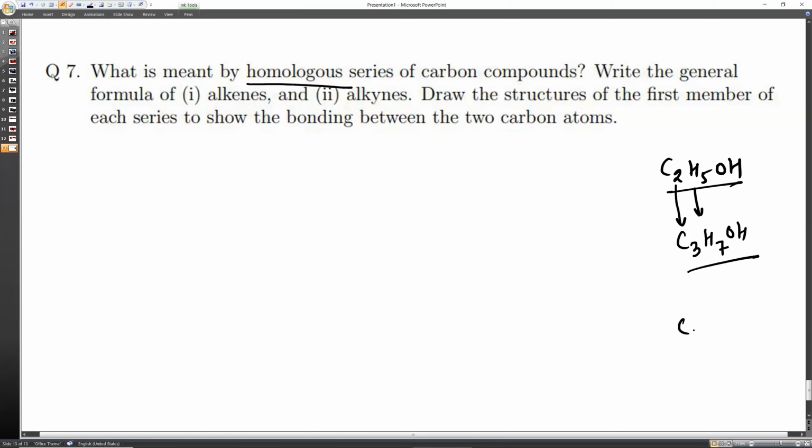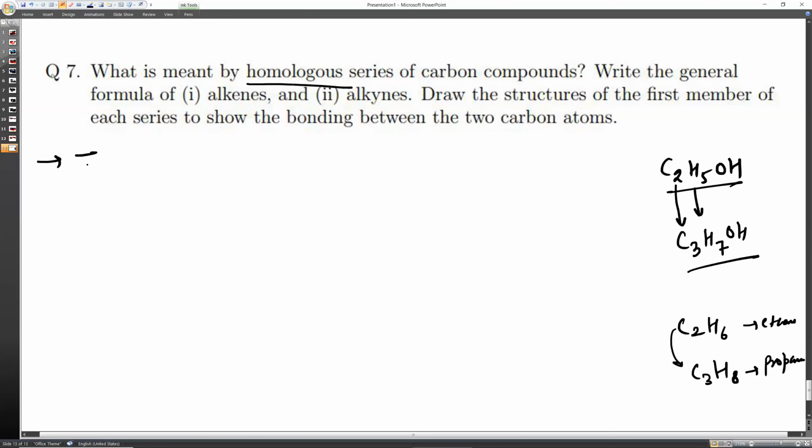Like if I'm having C2H6, it is ethane. So the next member of this one will be C3. We add one carbon and two hydrogens, H8. So this will be propane. Okay. So what is a homologous series?